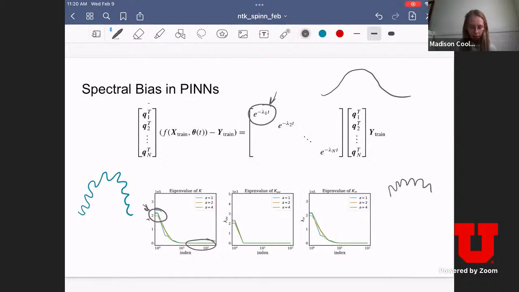the PINN would very quickly train to end up looking kind of like this. It would find this shape quickly because it's the lower frequency component. And then it would take a very long time to converge to this higher frequency, if it does at all.